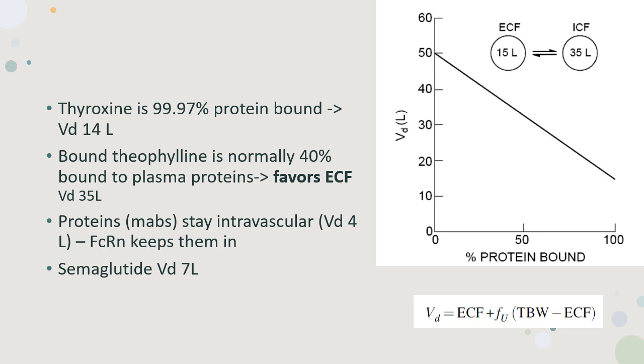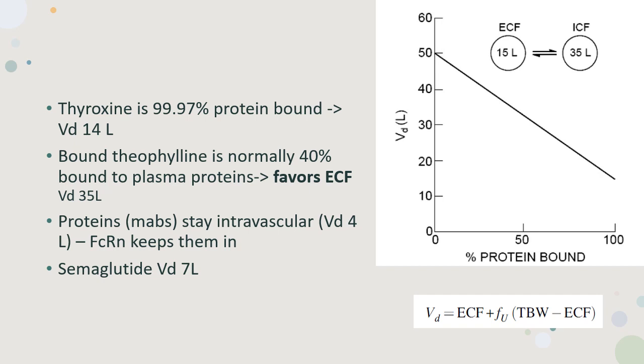There's just going to be a greater proportion in the extracellular fluid because there's the 40% bound, but then there's also the 60%, and that 60% that's free in the plasma is going to be the equal concentration of what's in the ICF. Hope that makes sense.